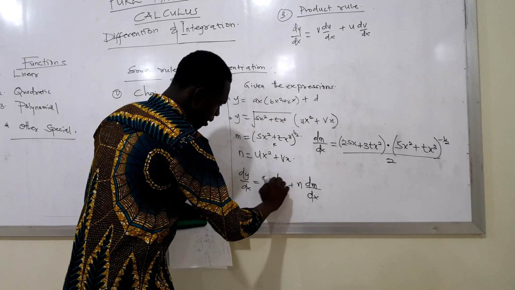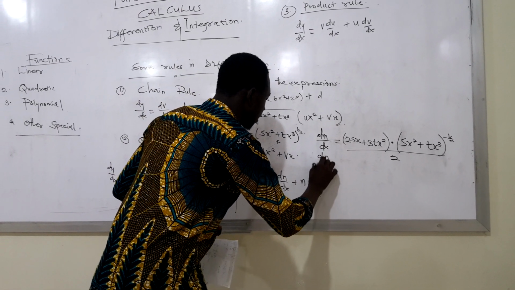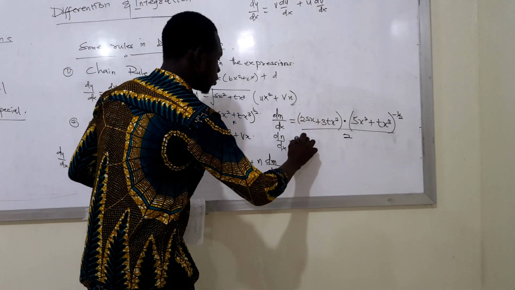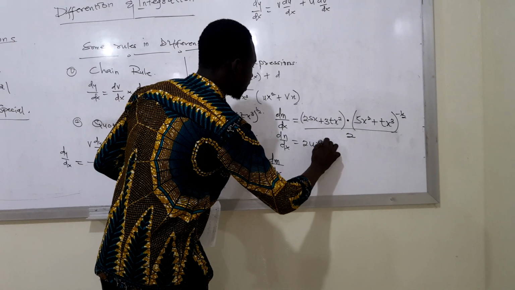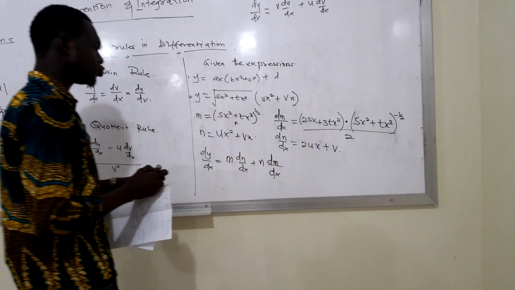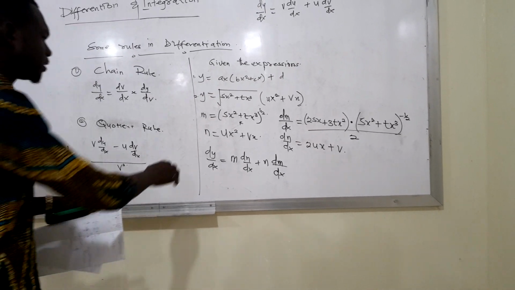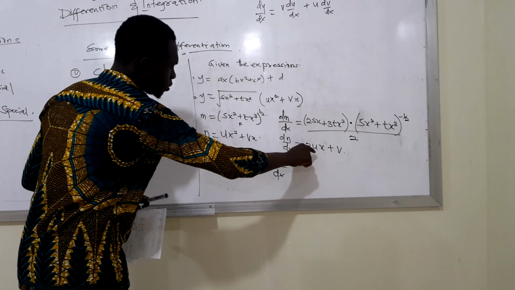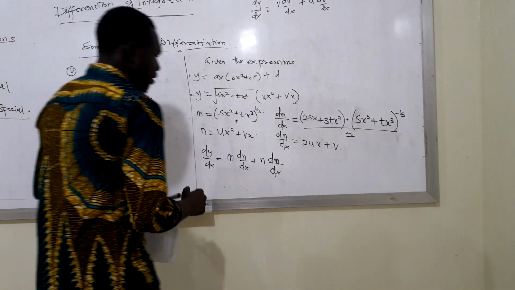The dn dx is also going to be equal to 2ux plus v. We are just finding the derivative of this one. So 2 multiplied by this, so 2ux plus v. And that will be that.